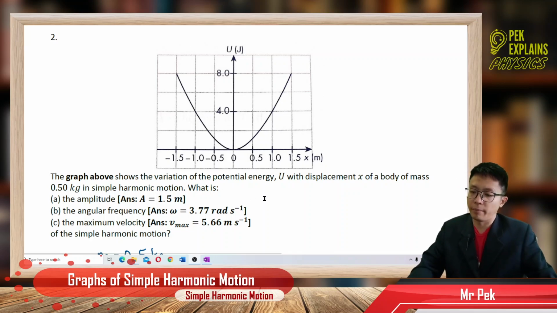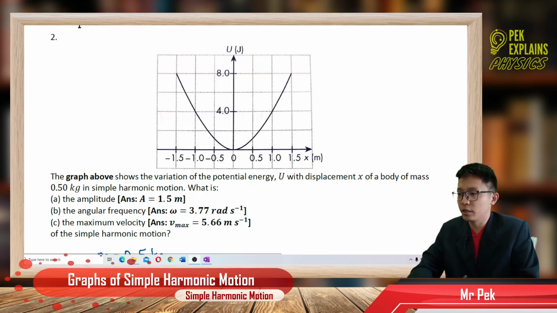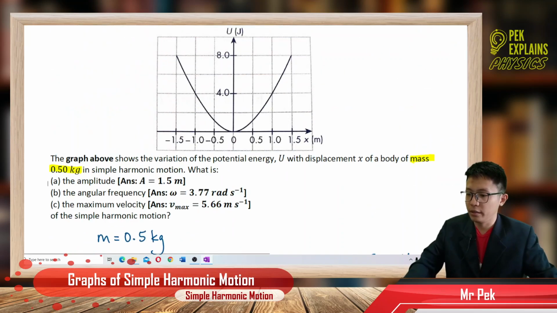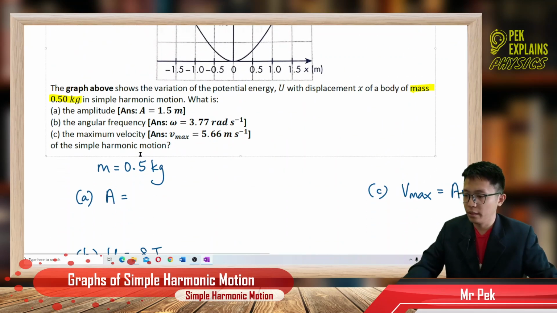Okay, so this is an energy with displacement graph. In fact, a potential energy with displacement graph, right? So what information is given, of course, you must take note. It has mass given. Okay, in fact, I write down here already. Okay, there's a mass.